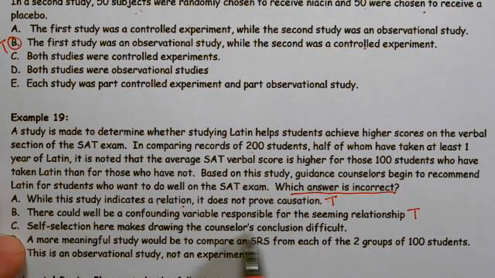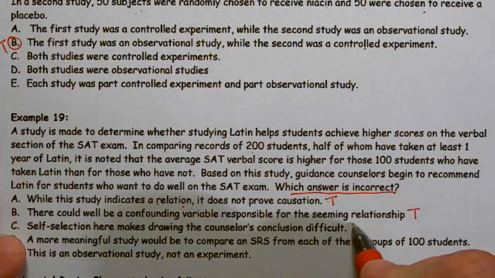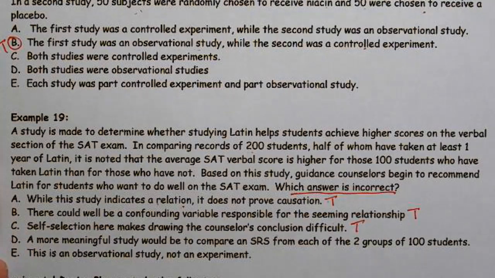Self-selection here makes drawing the counselor's conclusion difficult. Yes, the students self-selected to take Latin, and there may be underlying characteristics that help them do well on the SAT. A more meaningful study would be to compare a simple random sample from each of the two groups of 100 students. Taking a simple random sample from these two groups doesn't make sense because they've already self-selected. So this is false.